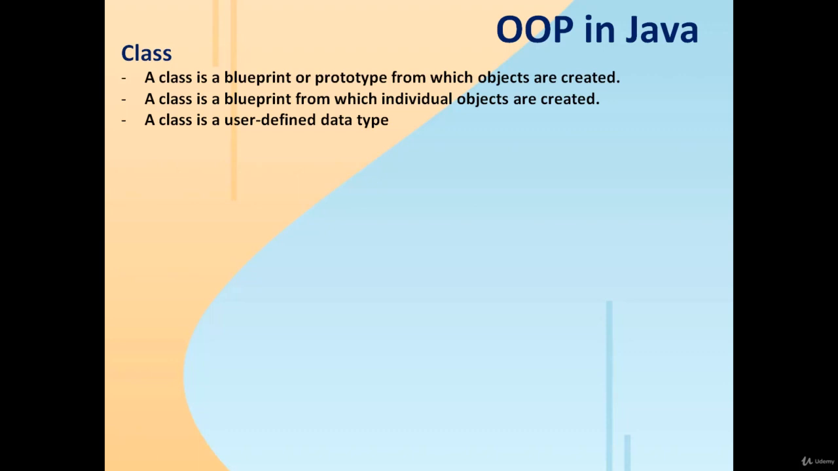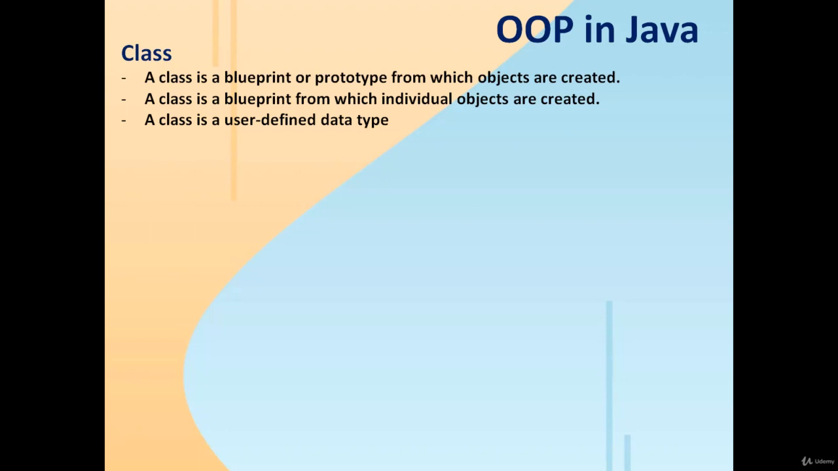A fan, a computer, whatever things there are in the real world, each has only two parts. One is the items of that, and the other one is the functionalities of that. But coming to a programming language like Java, a class is a user-defined data type.